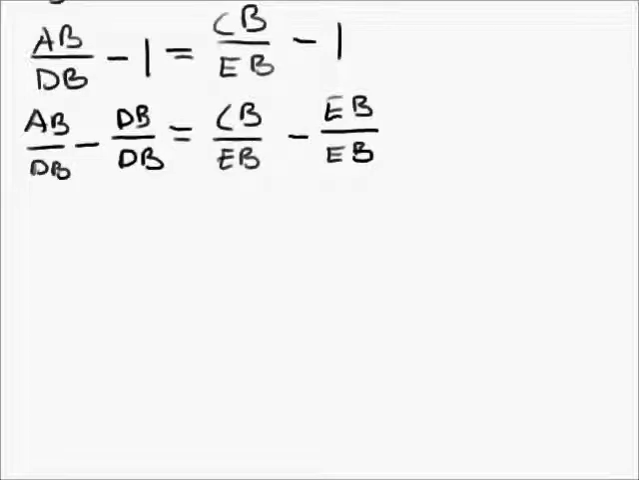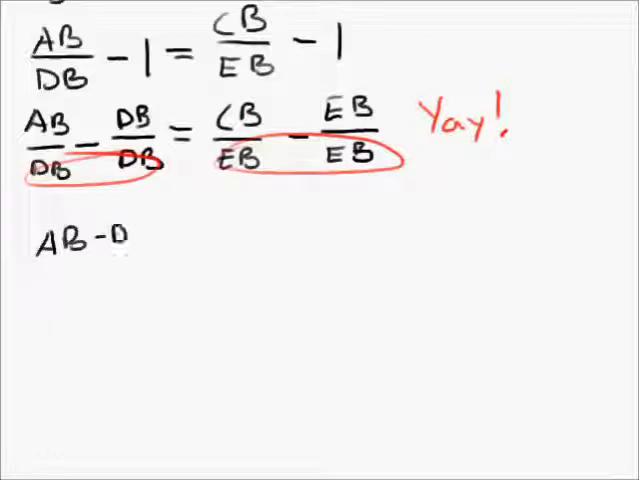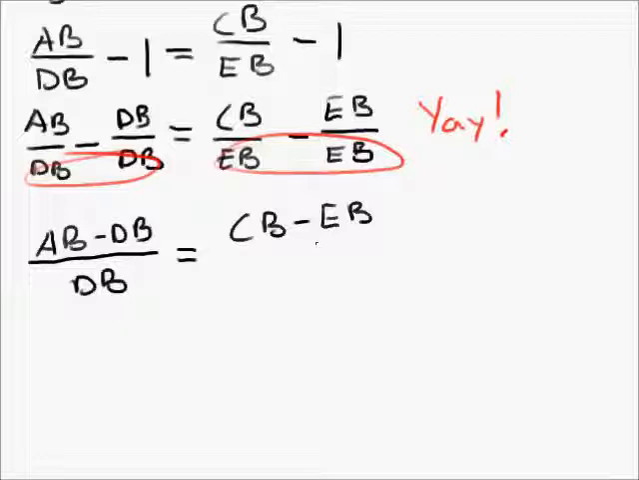And the wonderful thing here is common denominator, we can subtract. So the numerators will be AB minus DB, all divided by DB. And this numerator will be CB minus EB, again, all divided by EB.